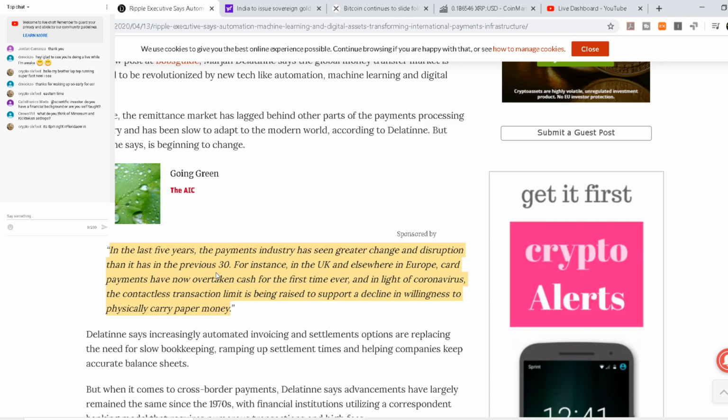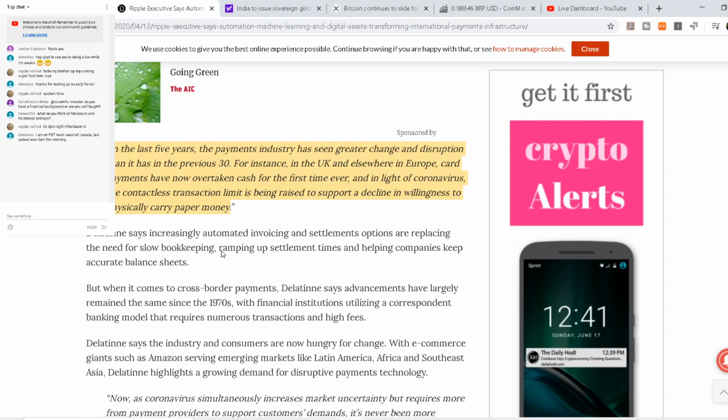For instance, in the UK and elsewhere in Europe, card payments have now overtaken cash for the first time ever. And in light of coronavirus, the contactless transaction limit is being raised to support a decline in willingness to physically carry paper money. Now this is in the sense that in China and other places, they are understanding that physical cash can also carry the virus. So they're trying to clean this up, and move everything into a digital mode.